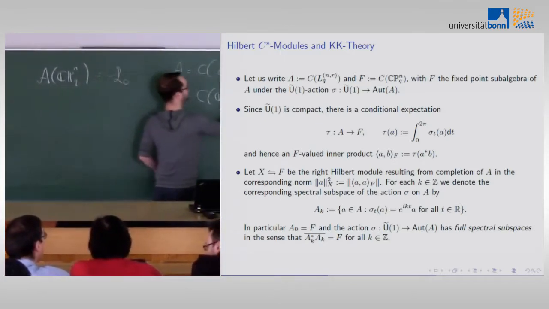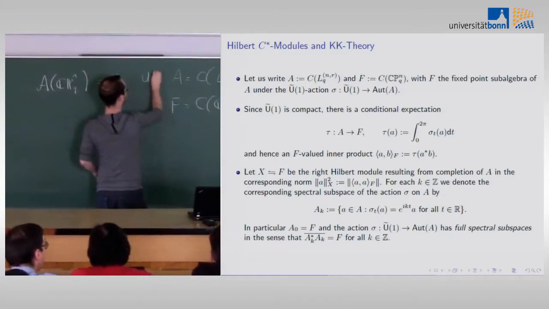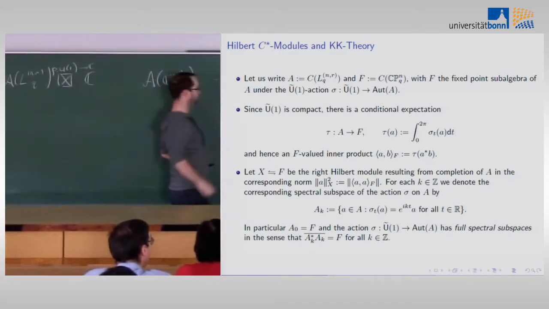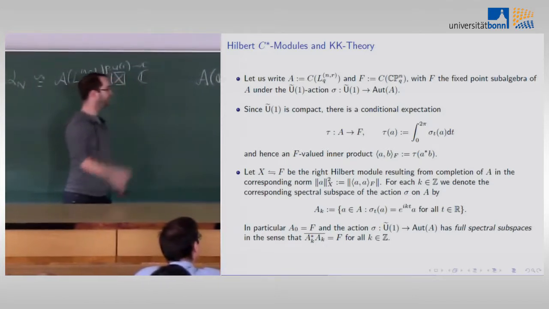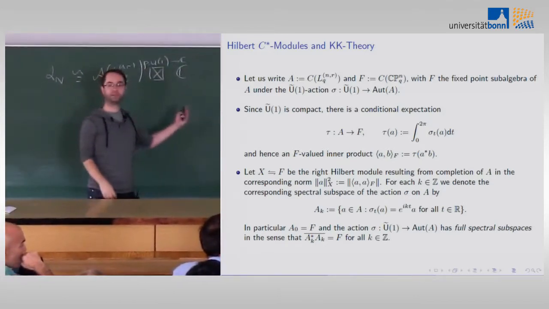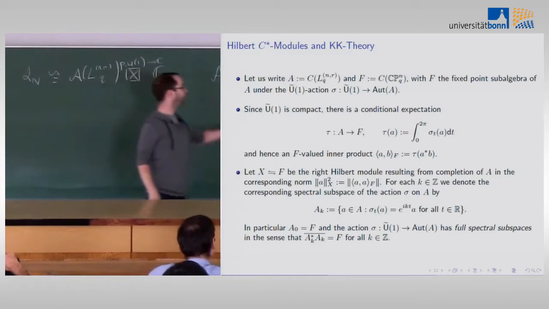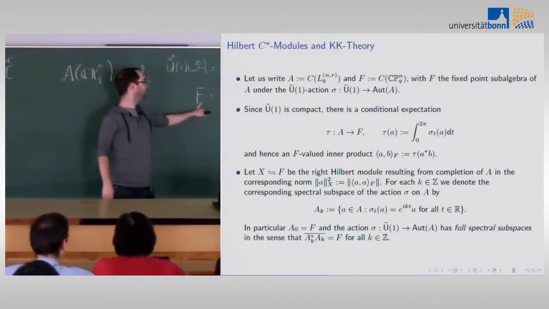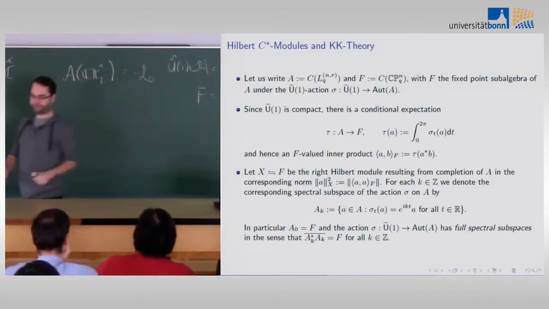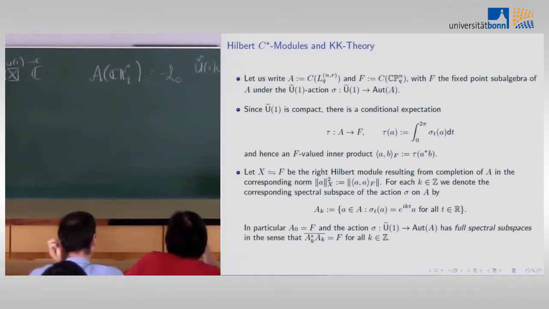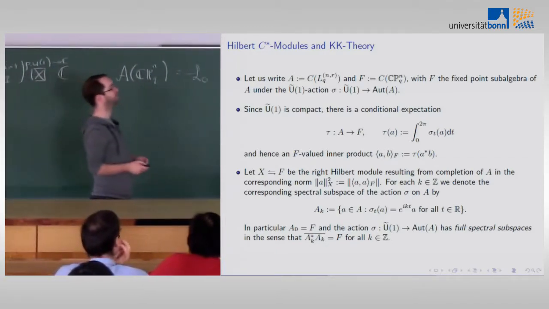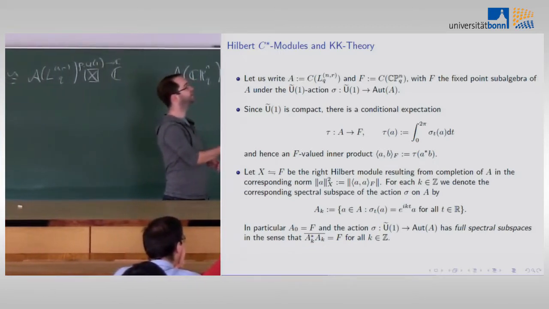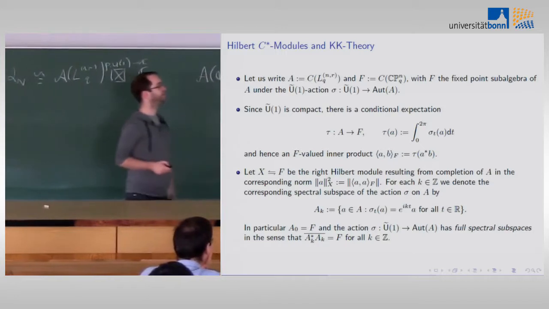So remember, this is a principal U1 bundle. So there's a copy of U1, well, U1 tilde here, acting on this C-star algebra, and the invariants are the functions on the base space F, CPNQ. So F I write for the invariant functions. So here, F is the fixed point algebra of A under this U1 action.